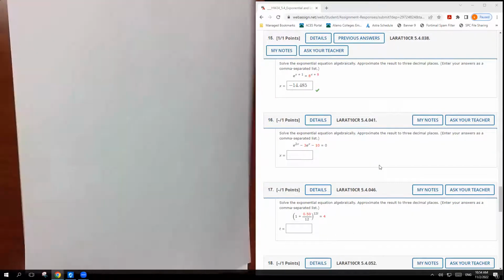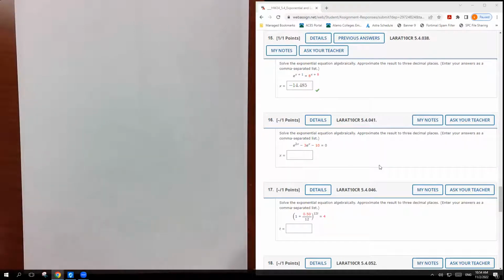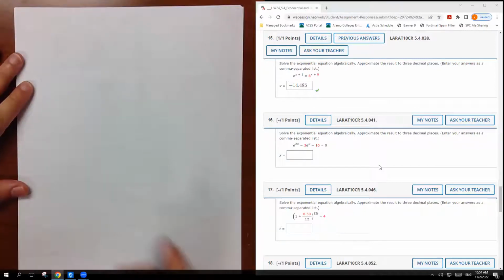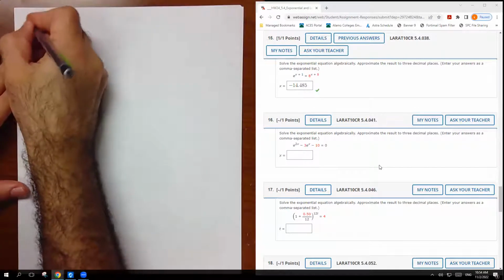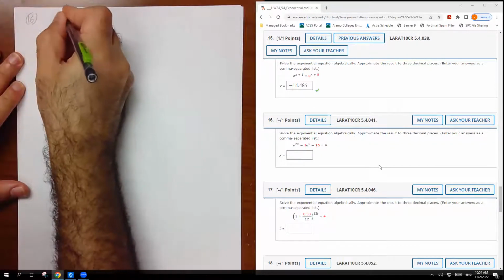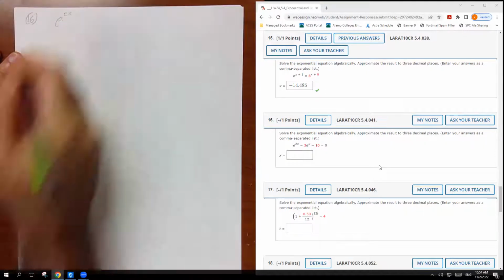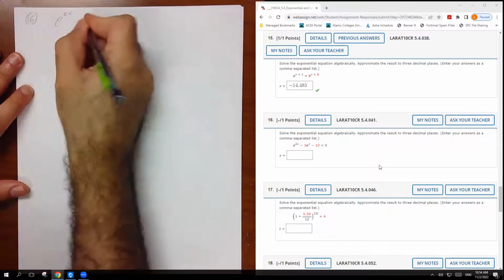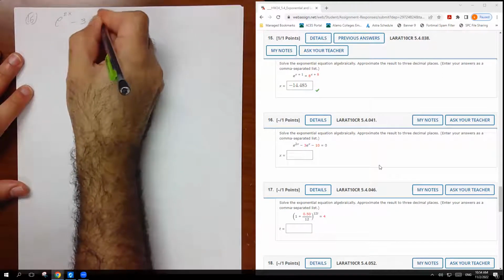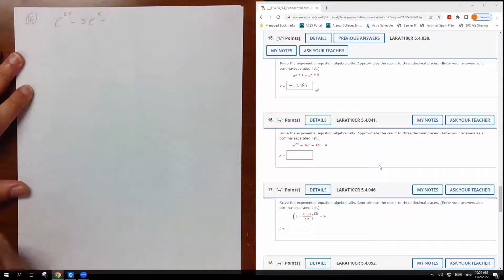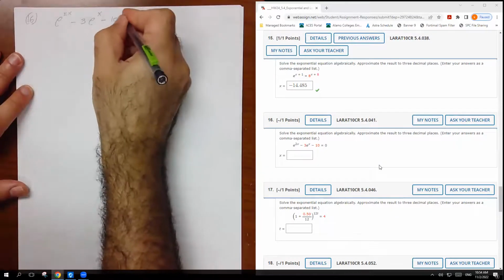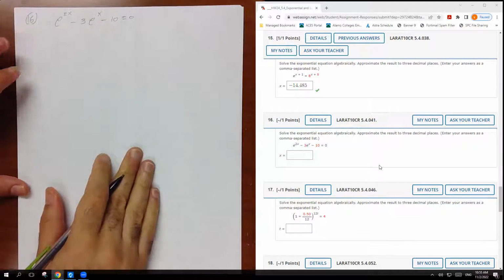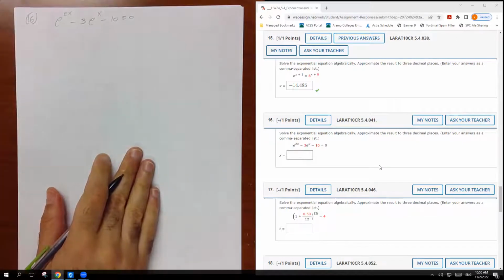Example 16, we have e to the 2x minus 3 e to the x minus 10 equals 0. So it's a tricky example with this one. How are you going to work on it?